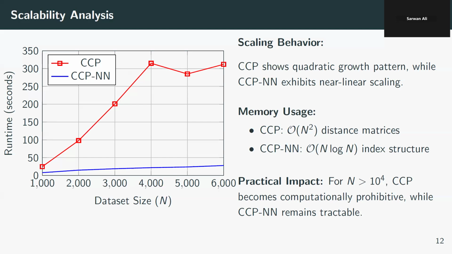The memory usage tells a similar story. CCP requires n squared storage for the distance matrix, while CCP-NN only needs n log n for the index structure. The practical impact is clear. For datasets with more than 10,000 samples, CCP becomes computationally prohibitive, while CCP-NN remains tractable even for larger datasets.